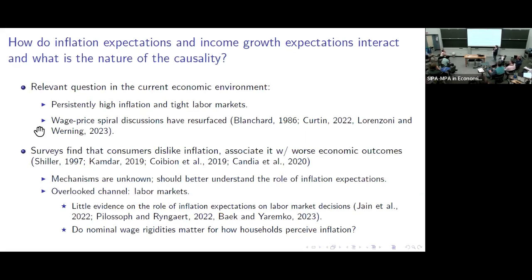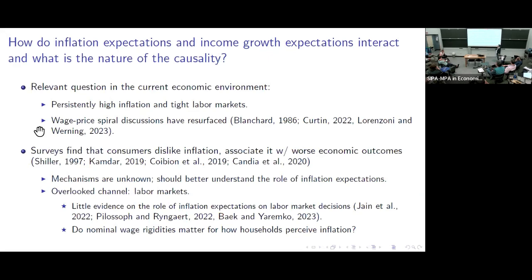On the other hand, a number of different surveys find that consumers tend to dislike inflation. How do we know that? They typically associate high inflation with worse economic outcomes, and a number of surveys show that. However, the mechanisms behind why consumers have this negative association of inflation with economic outcomes remain largely unknown. We believe we need to better understand the role that inflation expectations play for consumers in order to get to the bottom of this.